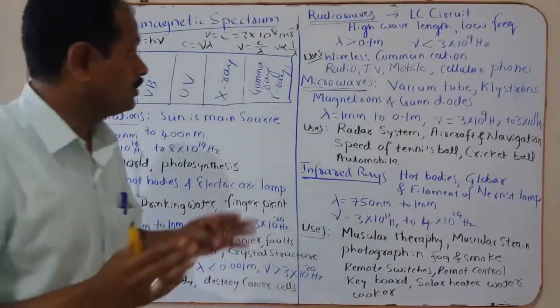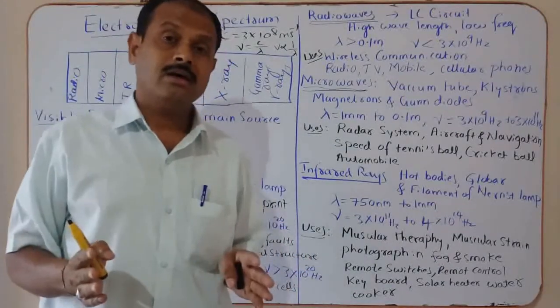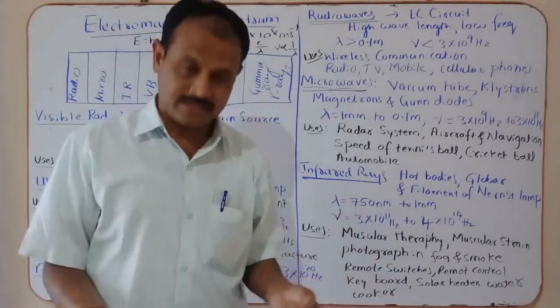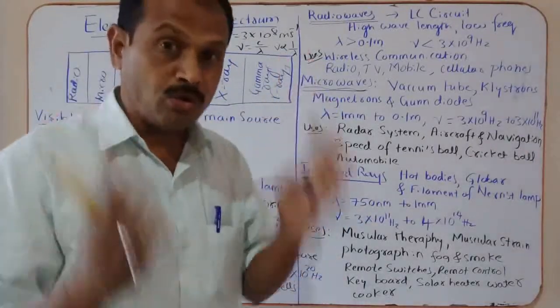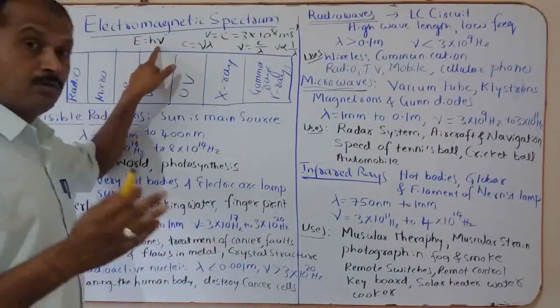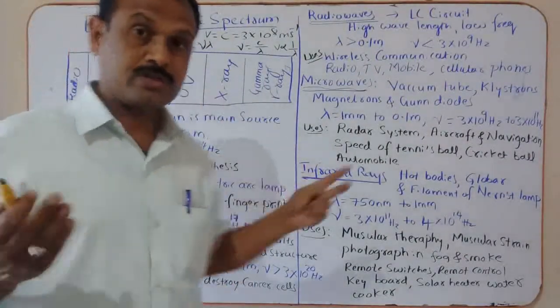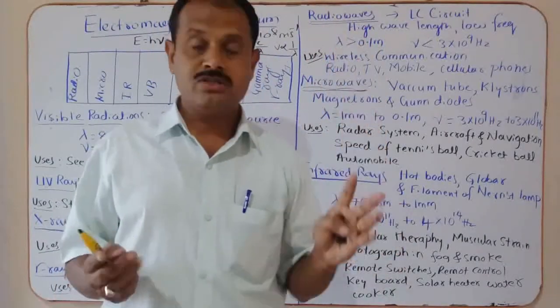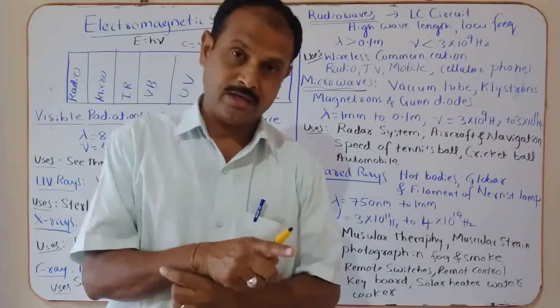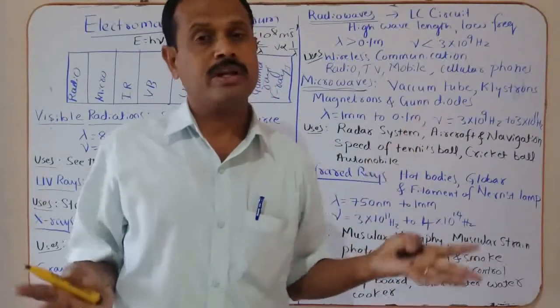It means those radiations having minimum wavelength, less wavelength, have more frequency. Once they have more frequency, definitely they have more energy and more penetration power. Because according to Planck's theory, the energy of the radiation mainly depends upon its frequency. More frequency, more energy.